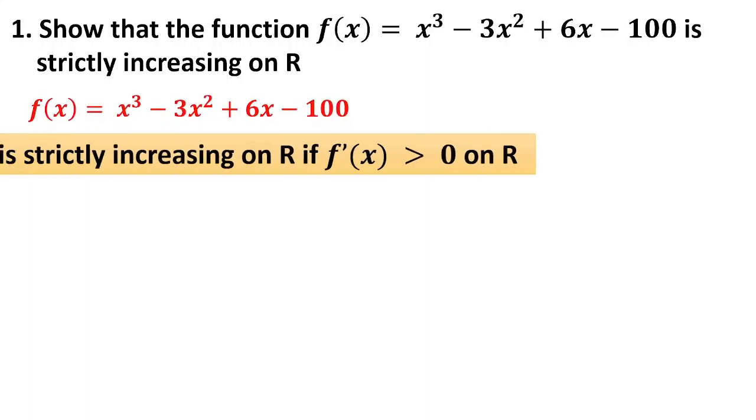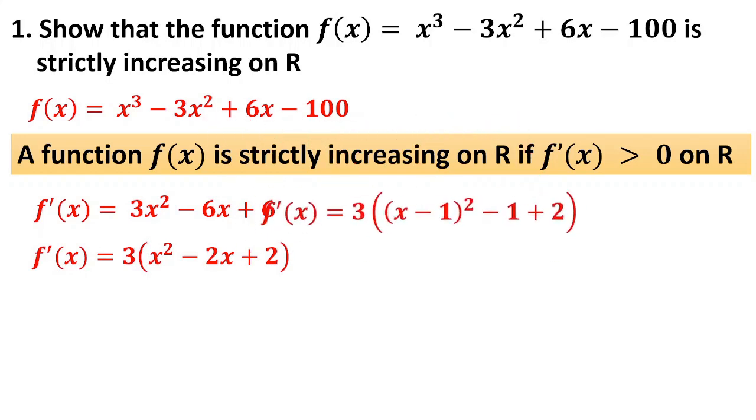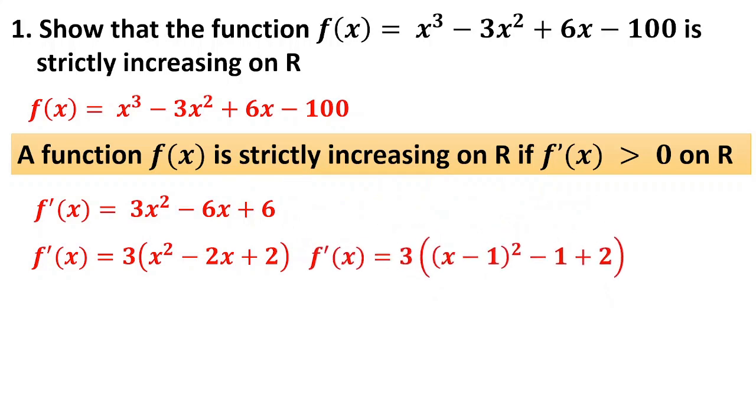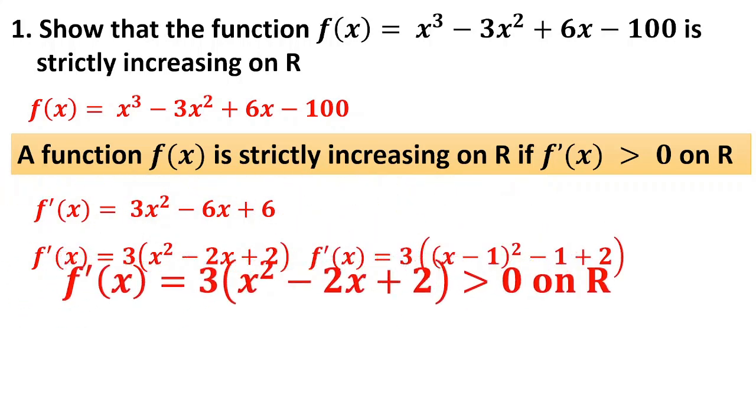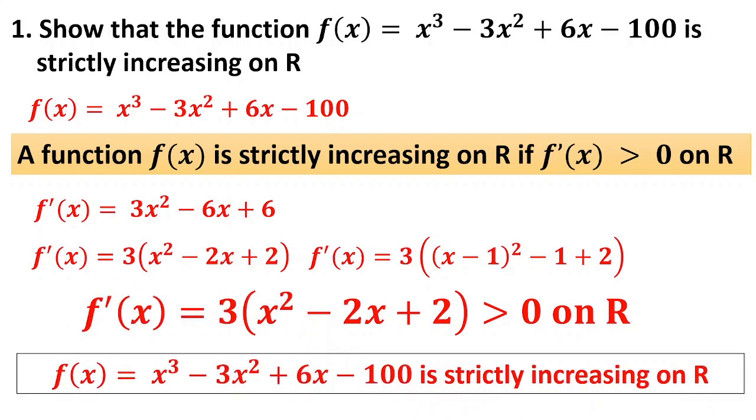I am finding f of x. I am finding f dash of x now. I get f dash of x is 3 when I take it outside. It is x square minus 2x plus 2, which is nothing but x minus 1 the whole square minus 1 plus 2. I am converting it into a perfect square. Now all of you know that x minus 1 the whole square minus 1 plus 2 is nothing but x minus 1 the whole square plus 1. Therefore definitely it will always be greater than 0. Therefore this function is strictly increasing. Find f dash of x, prove that it is greater than 0.